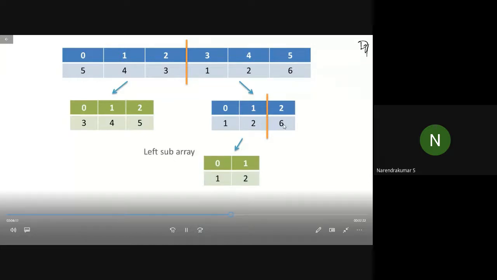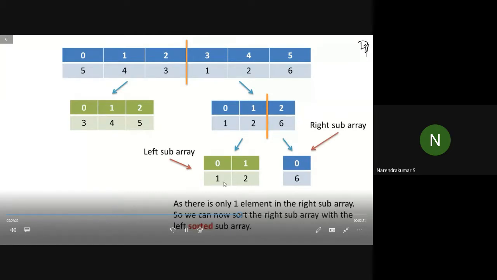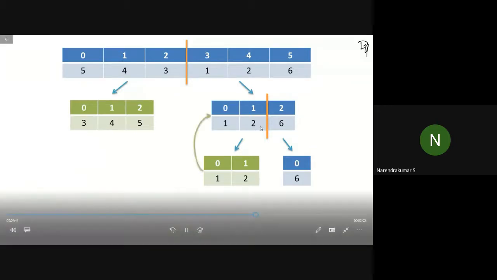Then control comes to the right subarray of this problem. Here we have the element 6. As we have only one element, it is sorted itself. Now these two subarrays will be merged, and we will get the result as 1, 2, 6.